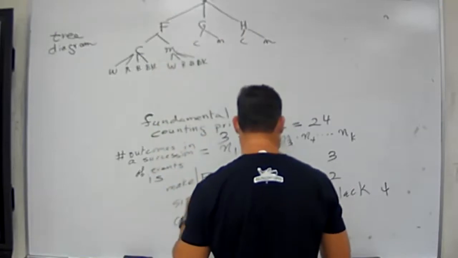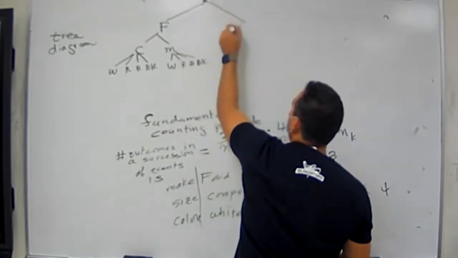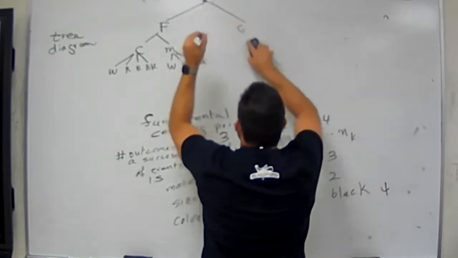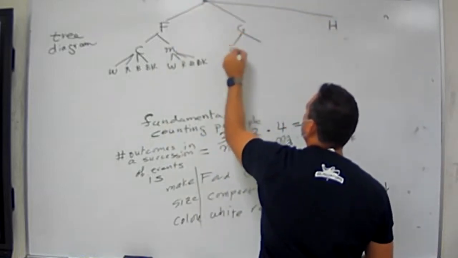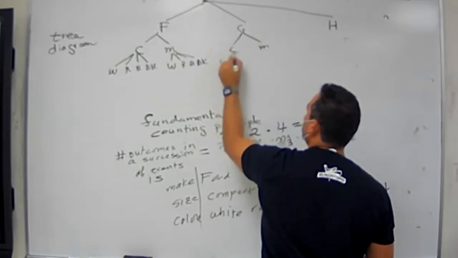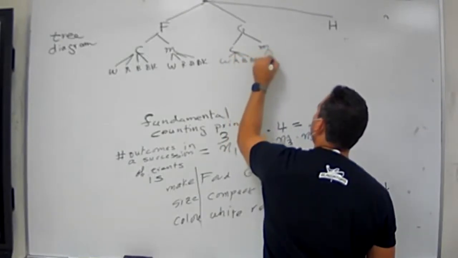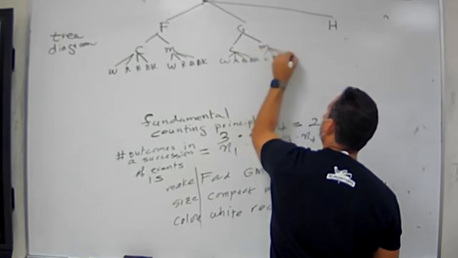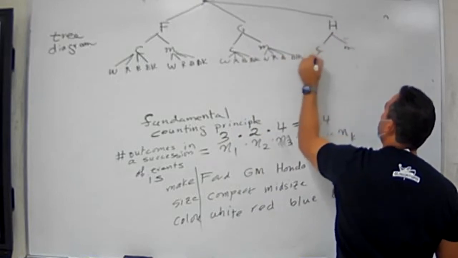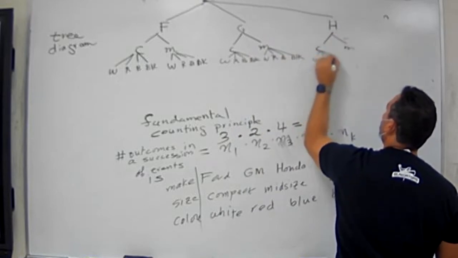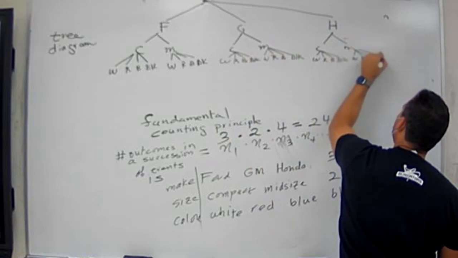Now this gets a little bit sloppy, but let me improve it. So let's say GM is here, I'll just put G, and Honda's up here. So C and M, white, red, blue, or black.